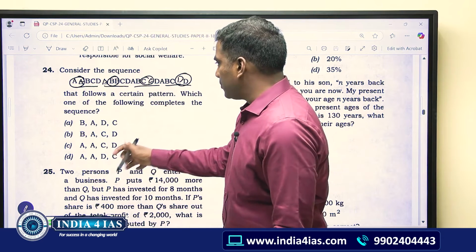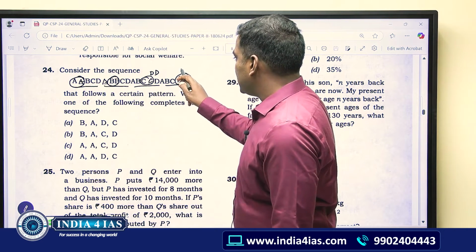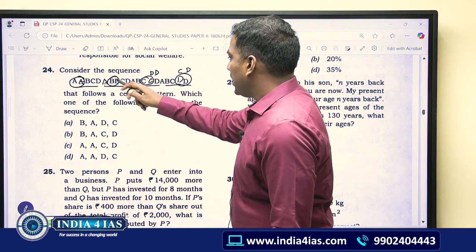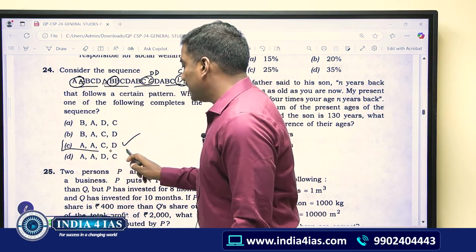So even if you substitute this one, here you will get DD and here you will get CD. So here A, B, D, C is not an order. So the ultimate answer is C.